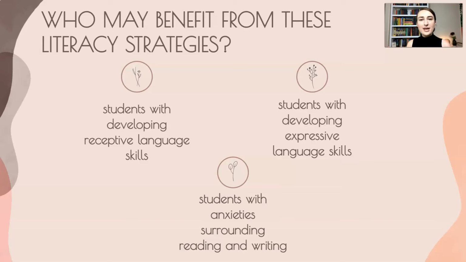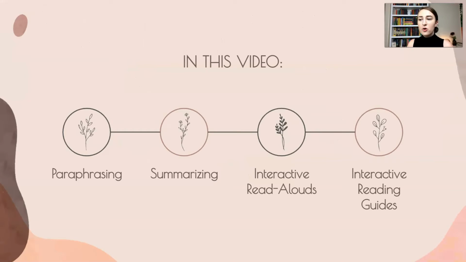So in science, we need to read nonfiction text, but we also need to work on our literacy skills, obviously, and those include making inferences and making connections, which they already do in their English language arts class. So in this video, we're going to go over 4 things: 1, paraphrasing; 2, summarizing; 3, interactive read-alouds; and 4, interactive reading guides. And I am getting all of this information from the American Museum of Natural History, and that link will be down in the description box below as well.